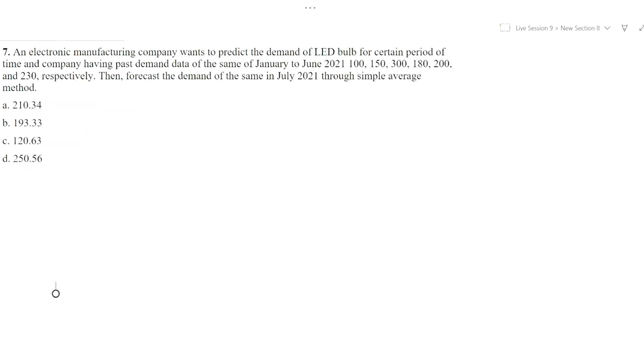Next question. An electronic manufacturing company wants to predict the demand of LED bulbs for a certain period of time, and the company has past demand data of the same from January to June 2021, which is 100. So here they want to know the forecast of demand in July 2021 through the simple average method.